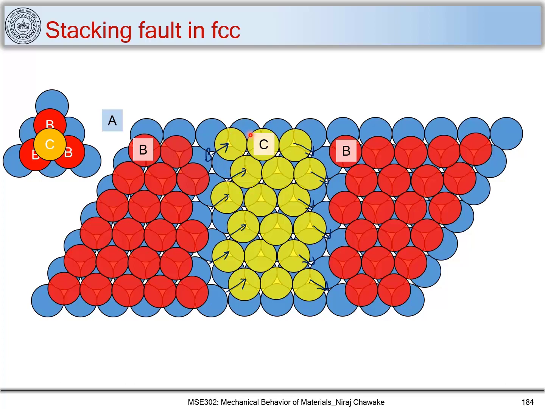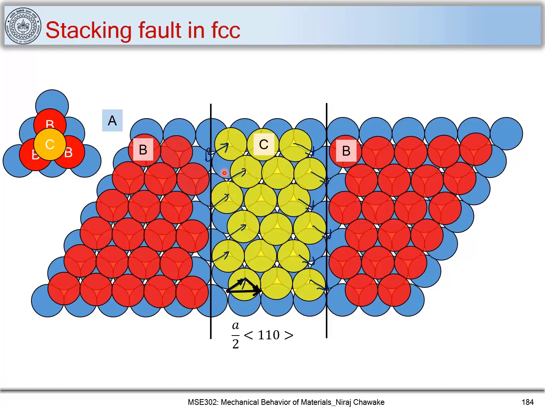How has this formed? If these B atoms would have moved from this position to this position, it wouldn't have created a fault here. What has happened here? These atoms have moved to C position, and thus there is a creation of a fault in this stacking. So you have B layer atoms here, and in between you have a C layer.